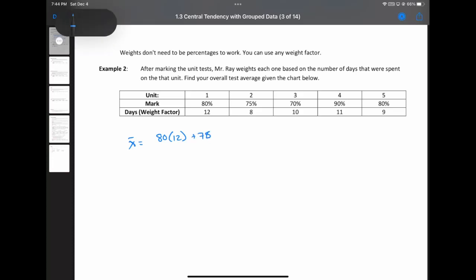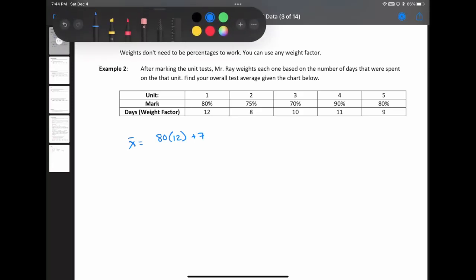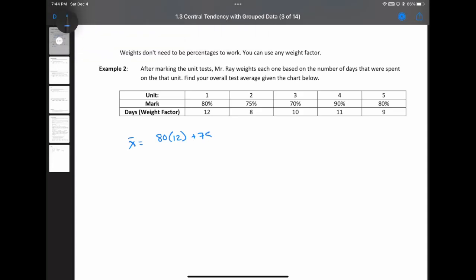Why can't I write today? That's a lie. I can't write any day. 75 times 8, 70 times 10, 90 times 11, and 80 times 9. Okay. Now, on the bottom, I need the total of all the weight factors, which is 12 plus 8 plus 10 plus 11 plus 9.